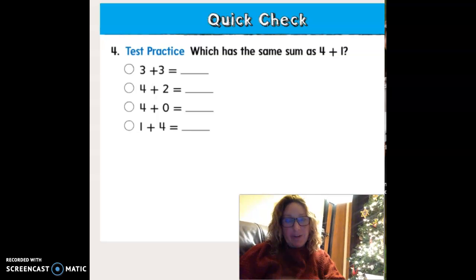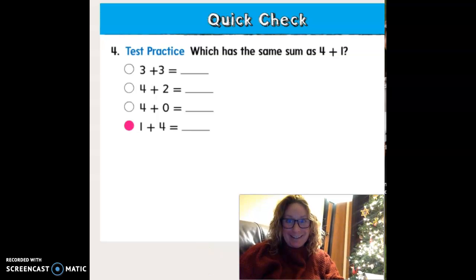Let's start with a test practice up here. It says, which has the same sum as 4 plus 1? Okay, so which one of these four? Is it 3 plus 3, 4 plus 2, 4 plus 0, or 1 plus 4? Which one has the same sum or the same answer? You can pause now, teachers, if you'd like, and then talk about which one up there has the same answer and how you know.